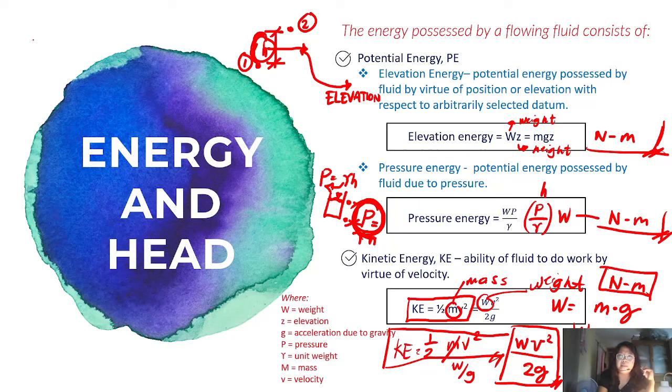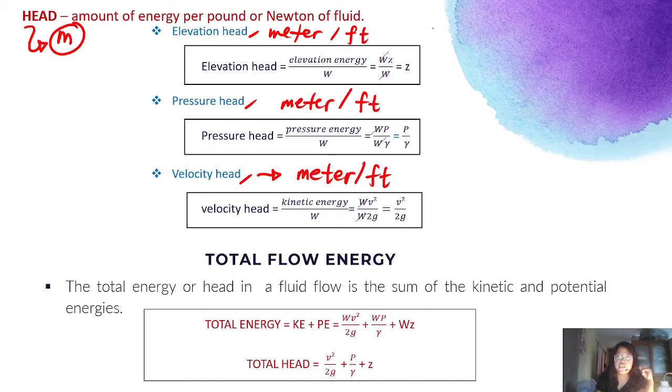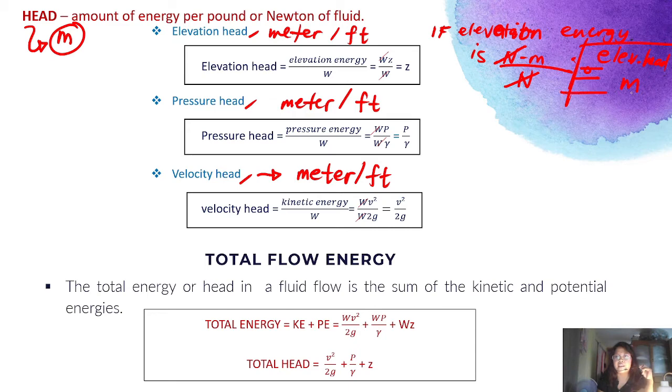So, kumbaga, balik tayo doon, no? Kung ang elevation energy is in terms of newton meter, at ang head is amount of energy per pound or newton of fluid, so divided by newton, magka-cancel out lang din naman yung newton, no? So, ang elevation head na tinatawag, nag-cancel lang yung Newton or pound. So, that is already meter. Okay? So, introduction lang to.